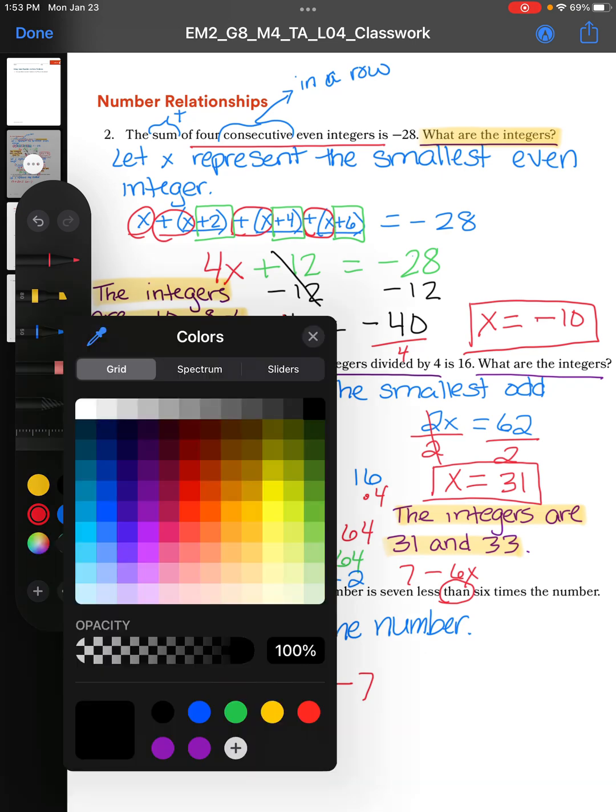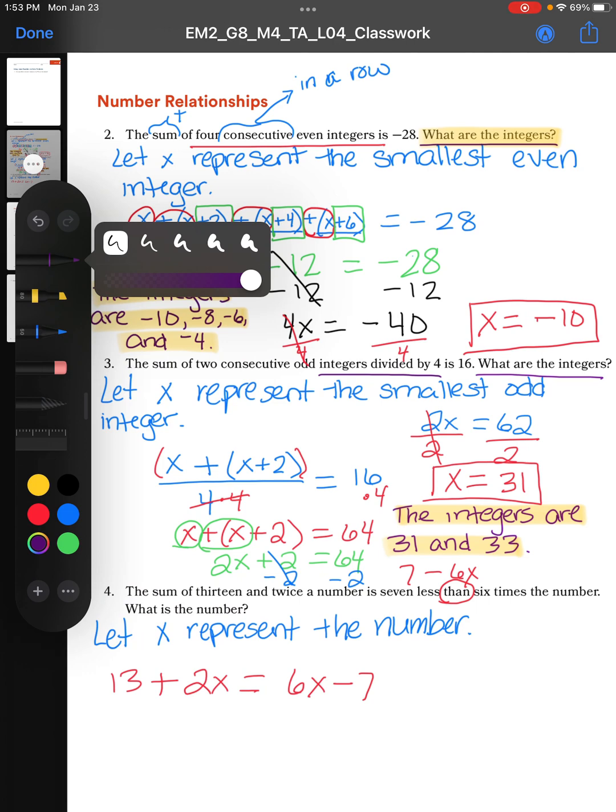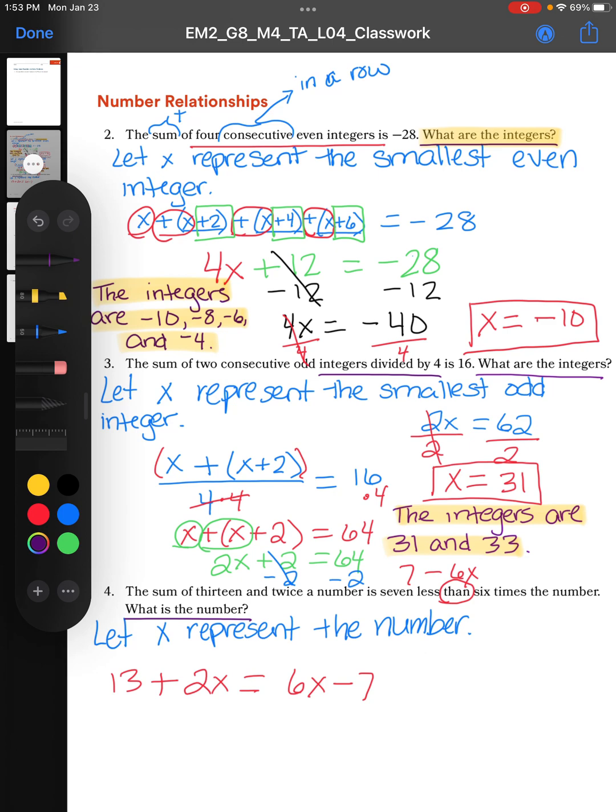So I'm gonna have you guys try solving this one on your own, including writing that sentence to answer what is the number. Basically, you're solving for x, right? All right, I want to know, what does x equal?